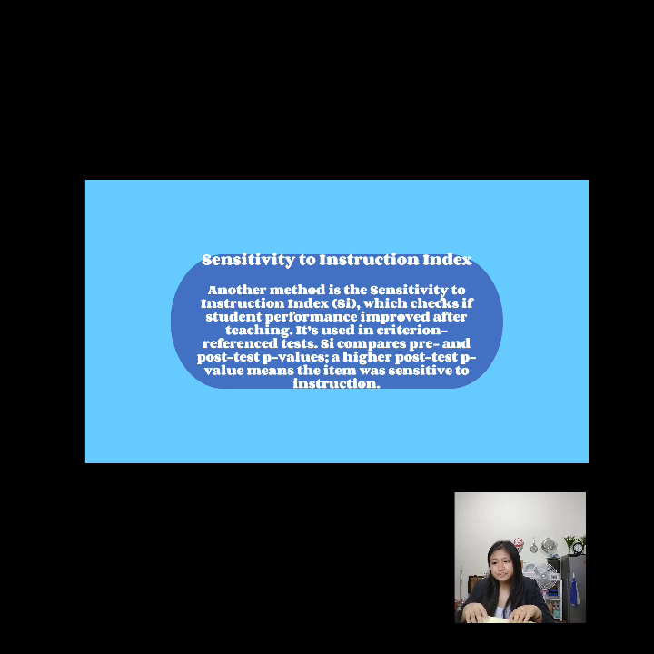That means when the post-test has a higher p-value, the item is sensitive to instruction, or the instruction was efficient and effective. This item statistic is used mostly to determine the difference of the outcome before and after instruction. A common way to do this is a pre-test and post-test. In this textbook, it also has a formula. The p-value for the post-test is 0.80, while for the pre-test it is 0.10. Thus, SI is equal to 0.70 following this calculation.